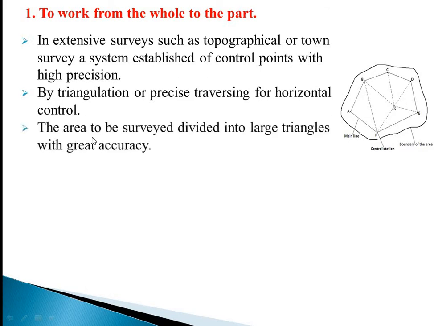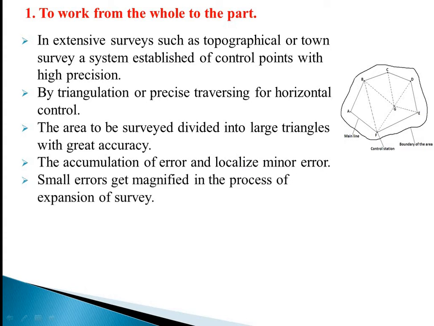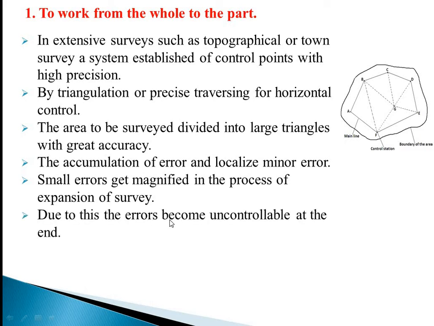In triangulation, the area to be surveyed is divided into large triangles with great accuracy. The big triangles are further subdivided into small triangles as shown in the figure. Due to this, one can prevent the accumulation of error, have control, and localize minor errors. If we work from the part to the whole, small errors get magnified in the process of expansion of the survey. Due to this, the errors become uncontrollable at the end.